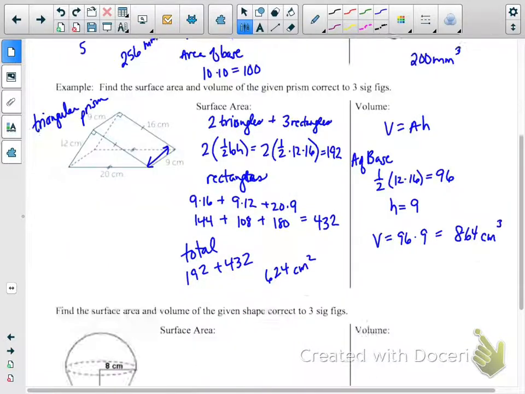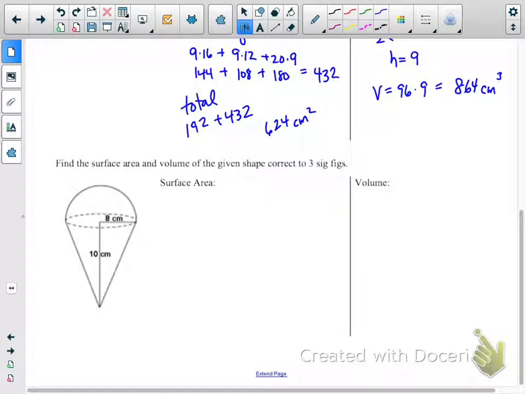All right. And the last one of these, we have some kind of interesting shapes put together. Now you have several of these types of questions in your homework, so again, let me know if you've got questions about any of those. So the surface area, we're going to do both of these really.